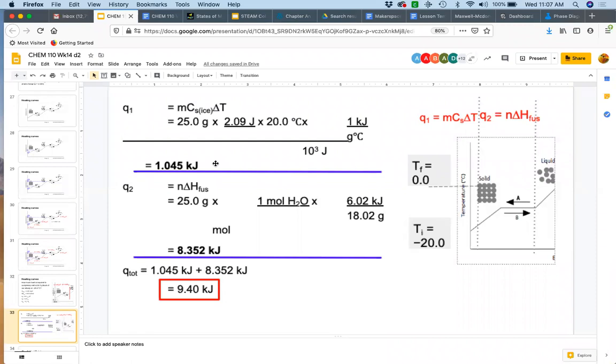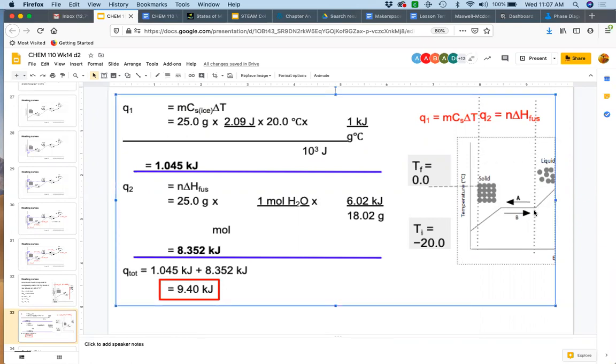So let's double check our math. This is in joules, so I have to convert. I've got 1,045 joules, but I need to convert that to kilojoules, so I'm going to divide by 1,000. And I get 1.045 kilojoules. Okay, so that's Q1. That's what's occurring here, when I'm in my solid phase. My Q2 is my heat of fusion, so that's from this point forward.